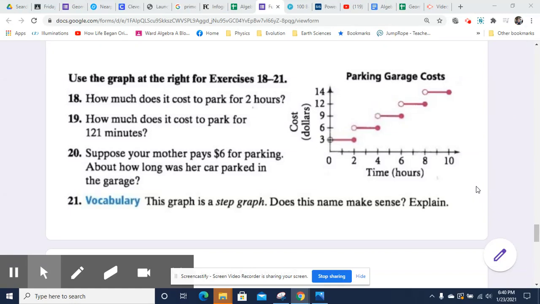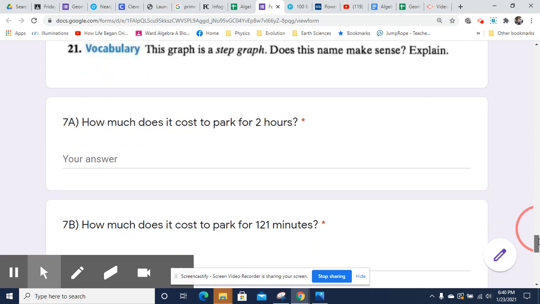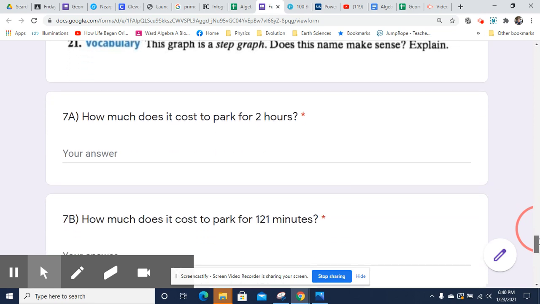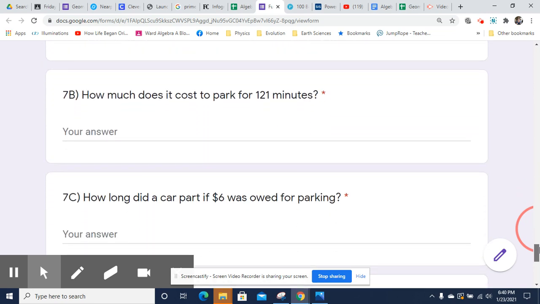Hey, this is Mr. Ward, and I want to talk a little bit about functions level 1, a particular set of questions that have thrown off many people. So I want to start off, let's look at questions 7A, 7B, and 7C.